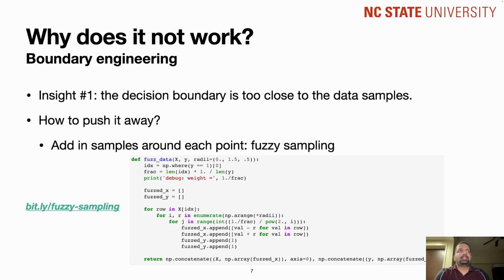And so we want to push this decision boundary away. And one way to do that is to add points around these minority samples. And we call that fuzzy sampling. And that's what we're showing in this code segment.